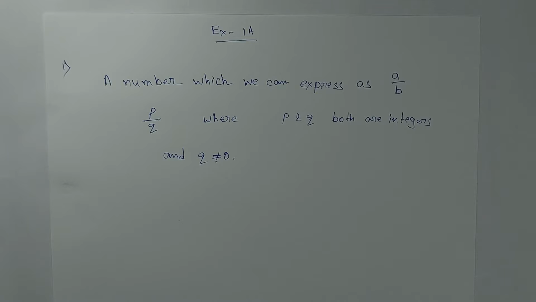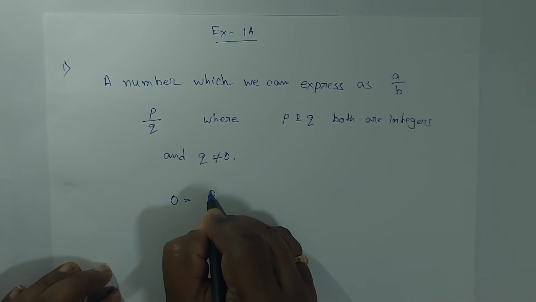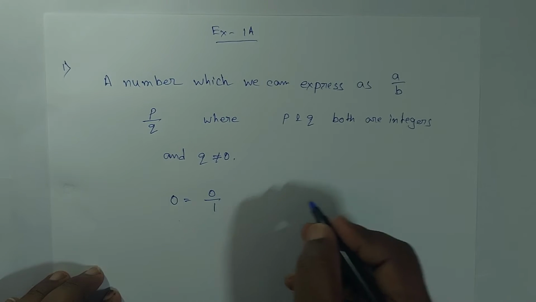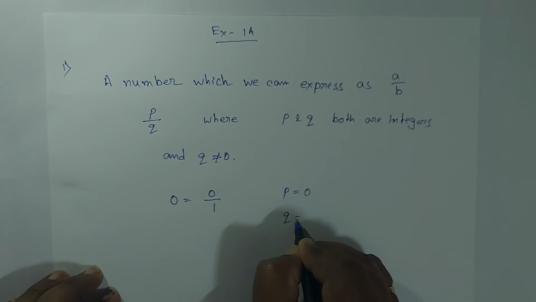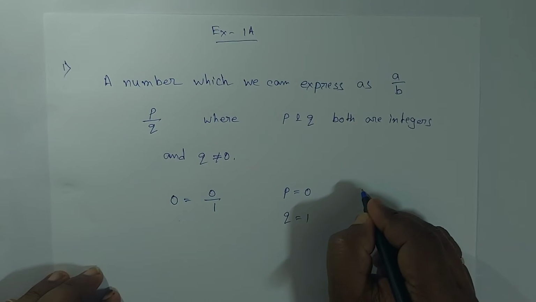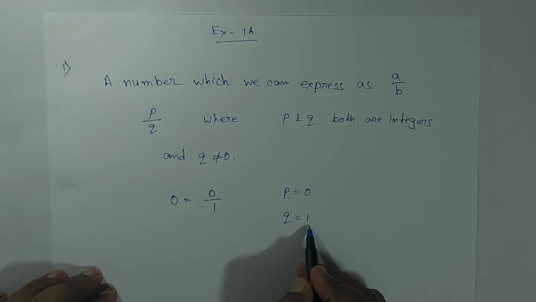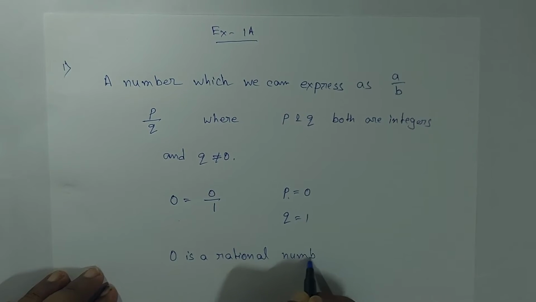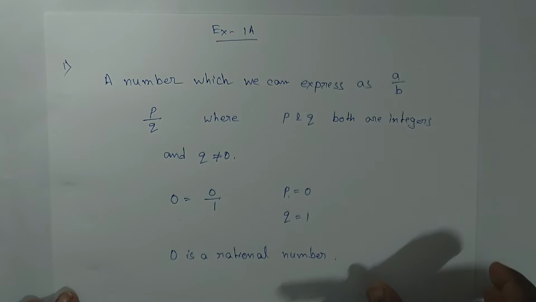Now let 0 be expressed as 0 by 1. So here p is equal to 0 and q is equal to 1. p and q both are integers, and q is not equal to 0, so that means 0 is a rational number. Moving to the next question.